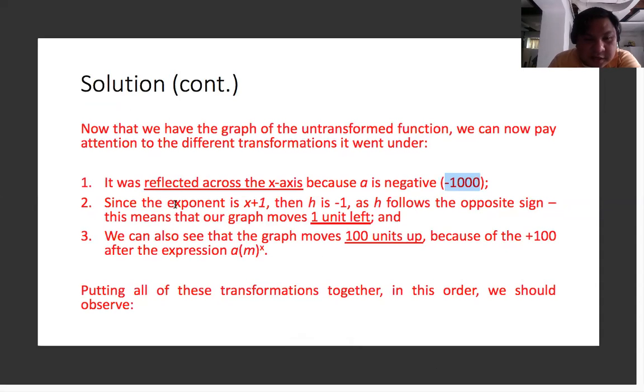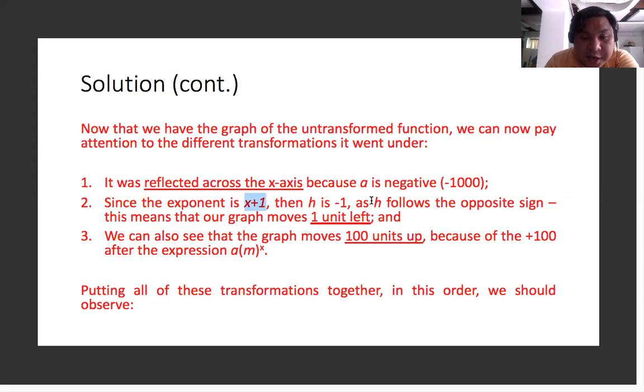Next, since the exponent is x plus 1, take note that the operation in between the x and the 1 is positive. So therefore, our h is negative 1. Remember, h follows the opposite sign. If the operation is plus, then h is a negative number. If the operation is a minus, then h is a positive number.